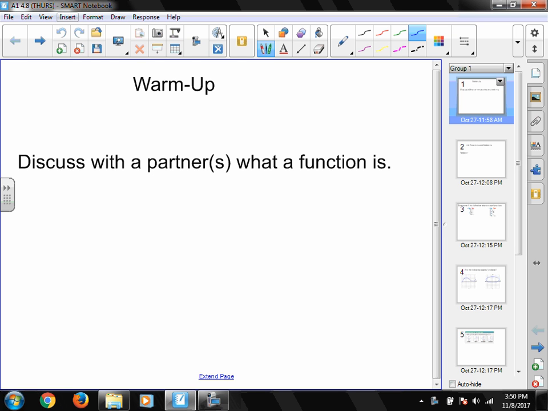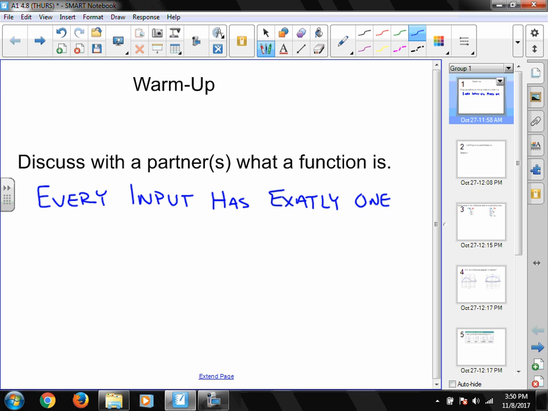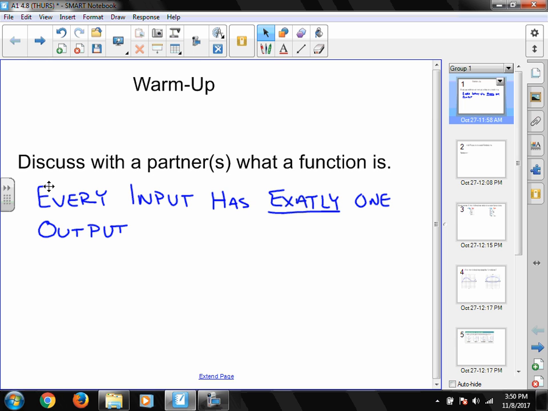If you guys remember back to, I think it was the end of chapter 1, we said that a function was something where every input has exactly one output. And the key word here is exactly one. So it can't have more than one. It has to have exactly one. It can't have 0, can't have anything else.